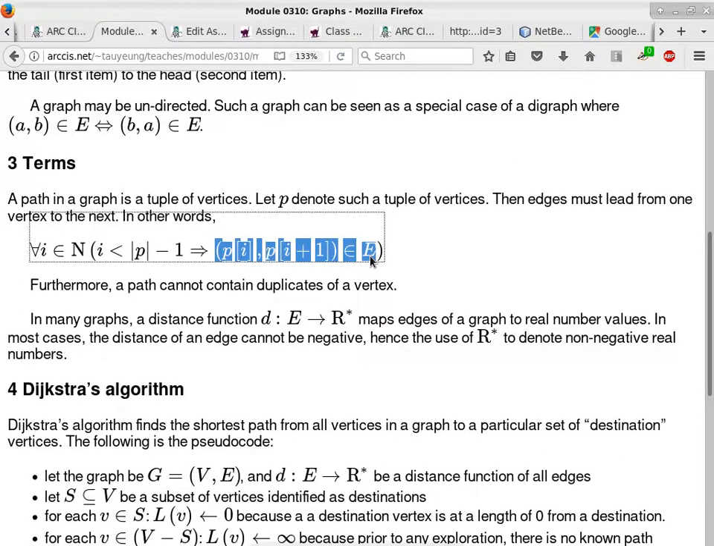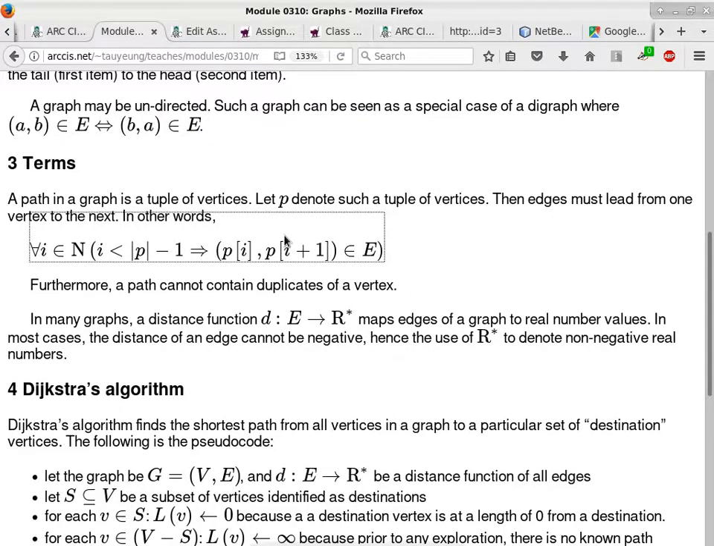Because when you look at the requirement I want to fulfill, I want p[i], which is one of the items in the path, and p[i+1], which is the vertex that's next to that one. I need those two vertices to form an edge that is in the graph to begin with. So in this case, uppercase E is representing the set of edges for that particular graph.